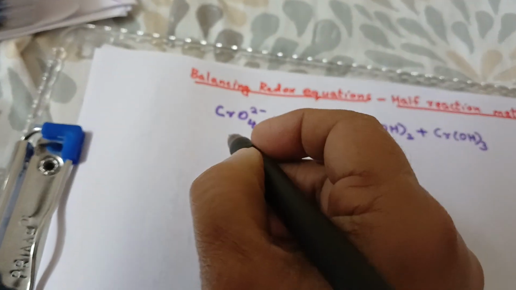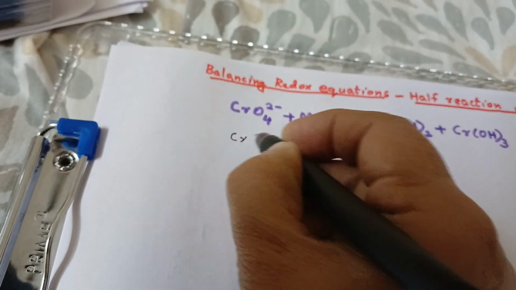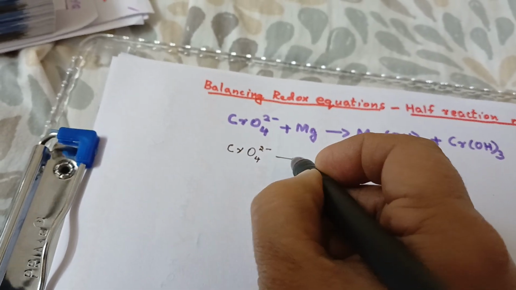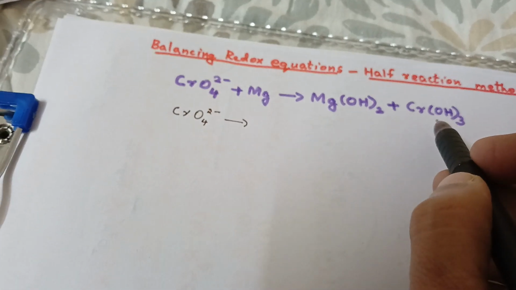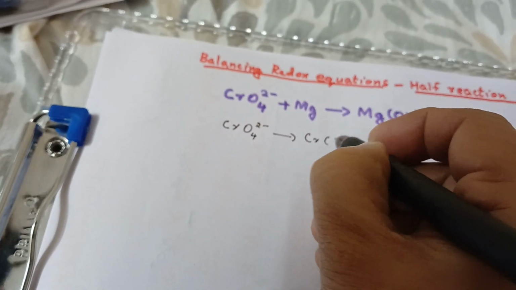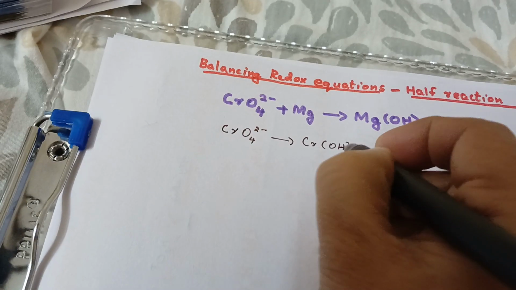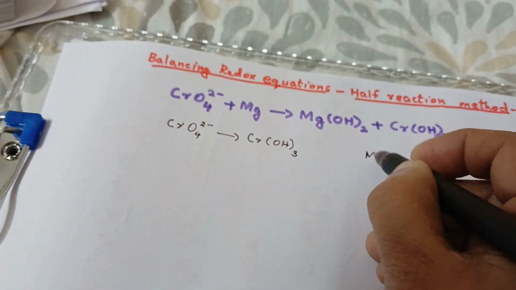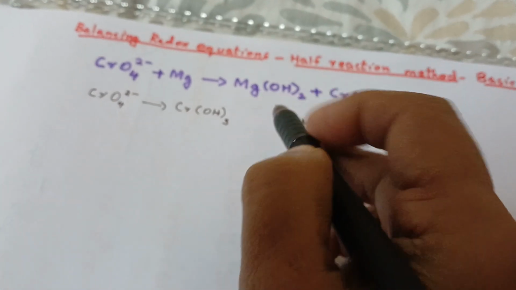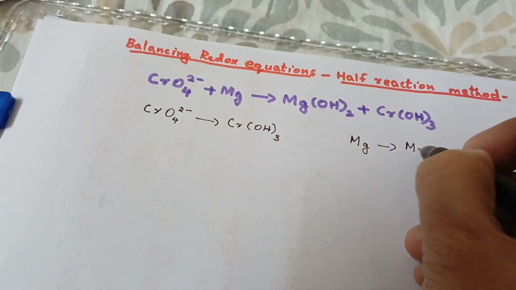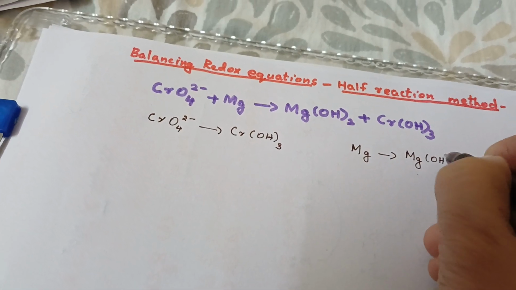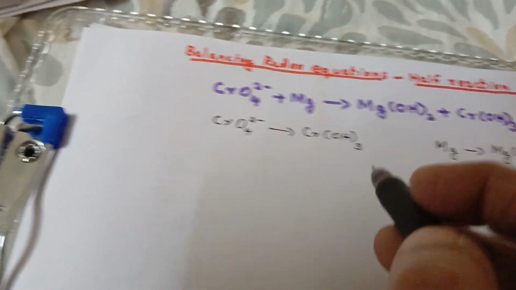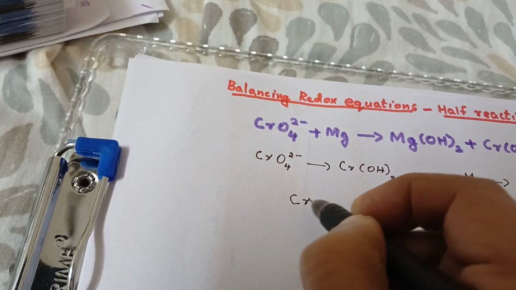Let us choose an equation having chromium in it, CrO4 2 minus, giving on the right hand side CrOH thrice. Both are having chromium. In the next one we can write Mg giving MgOH twice. So we have both the half reactions. Now let us deal with this one.